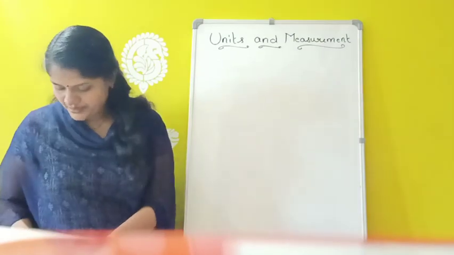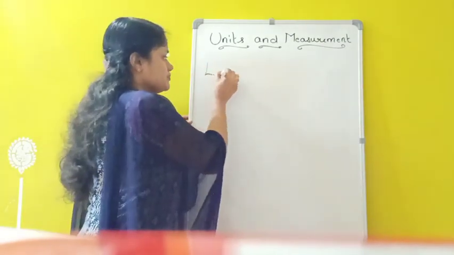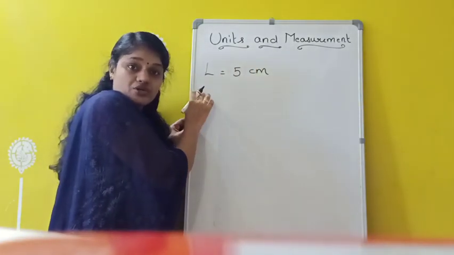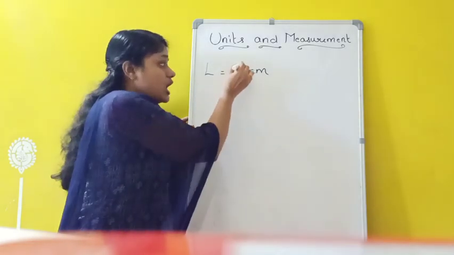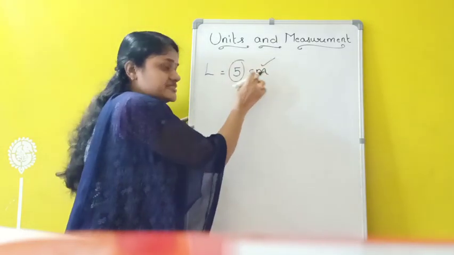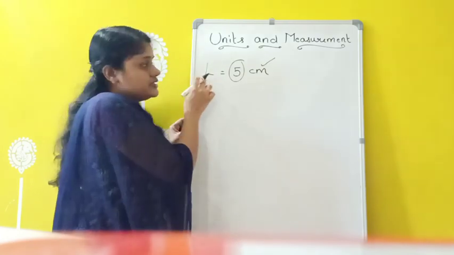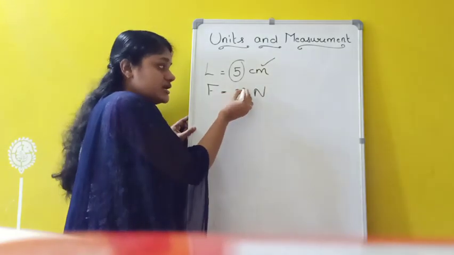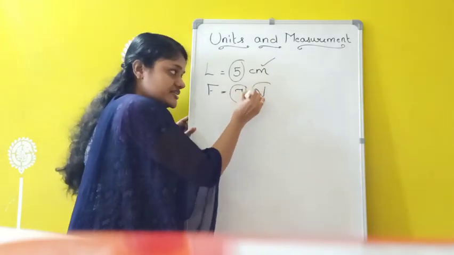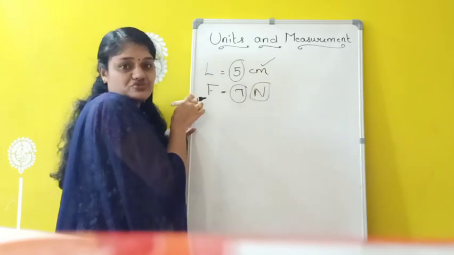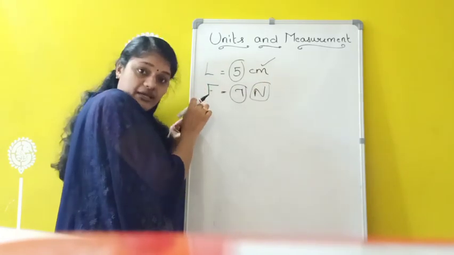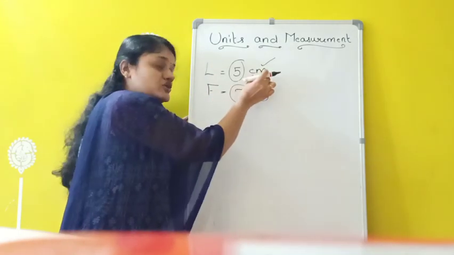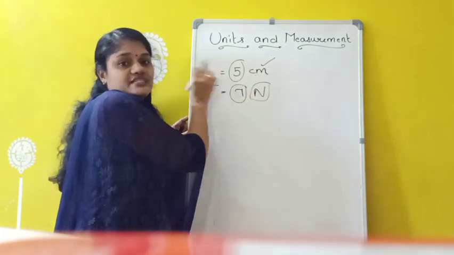For example, suppose I am taking length of an object as 5 centimeter. When we are comparing this unknown quantity with a known quantity, it shows how many times this particular unit is contained in this physical quantity. Clear? Similarly, I am taking force equals 7 Newton. That shows how many times this particular unit, that is Newton, is contained in which physical quantity? Force. Clear? So when we are comparing one unknown quantity with a known quantity, that shows how many times that particular unit is contained in that physical quantity.